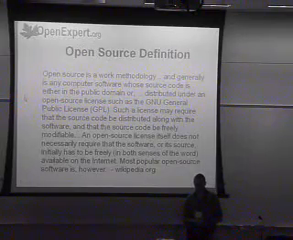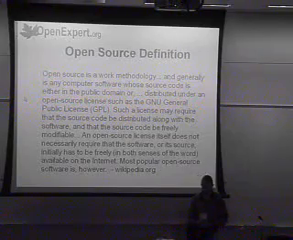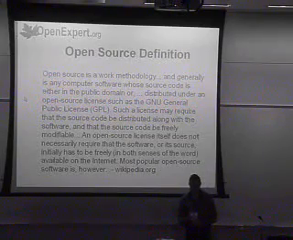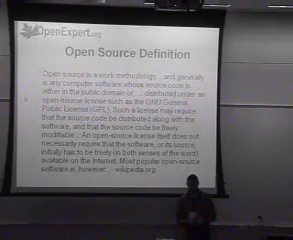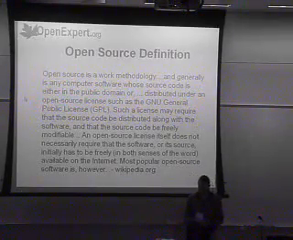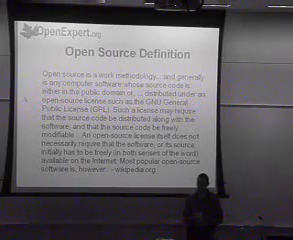Open source is a work methodology and generally is any computer software whose source code is either in the public domain or distributed under an open source license. Such a license may require that the source code be distributed along with the software and that the source code be freely modifiable. An open source license itself does not necessarily require that the software or its source initially has to be freely, in both senses of the word, available on the internet. Most popular open source software is, however.